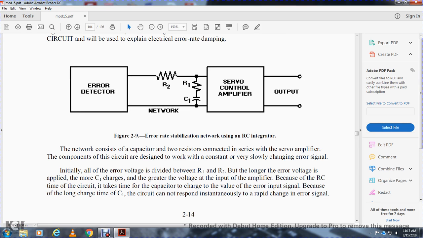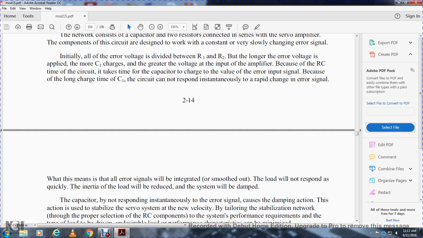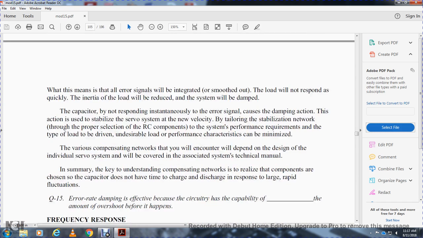The greater the voltage charged on the capacitor, the greater the voltage at the input of the amplifier. Because of the resistor capacitor time constant, the circuit takes time for the capacitor to charge to the value of the error input signal. With a large charge time for capacitor 1, the circuit does not respond instantaneously to a rapid change in the error signal. This means that all error signals will be integrated and smoothed out, and load changes will be responded to quickly, reducing the system damping.